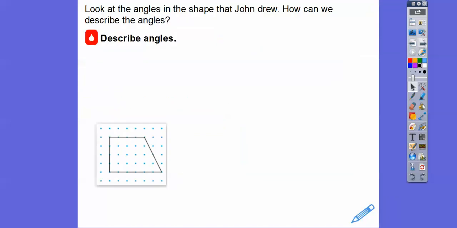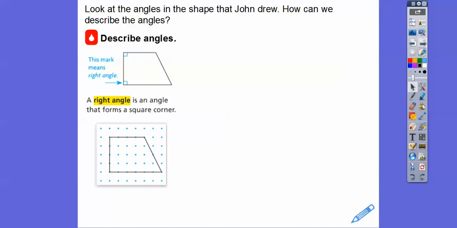So let's look at the angles in the shape that John drew. How can we describe those angles? A right angle, you guys, think of an edge of a piece of paper. That's a right angle. It makes a 90-degree angle. We'll talk more about 90 degrees later. You show a right angle with these little box symbols. If they have a little box there, that means it's a right angle.